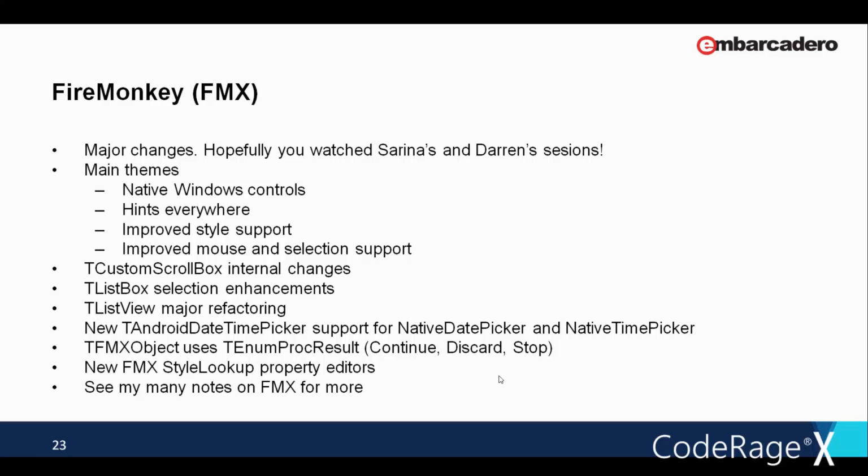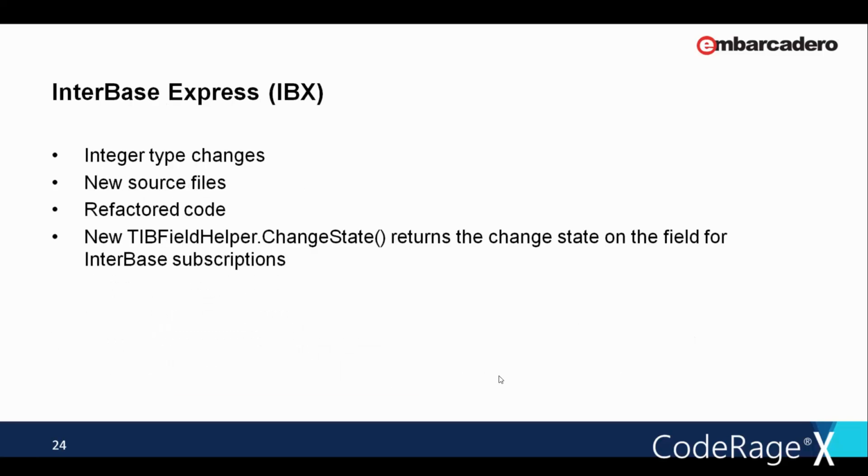That's in my notes. The Android date time picker has support for native date picker, native time picker. The FMX object has an enum proc result that it uses now in some of the routines. There's a FireMonkey style lookup property editor, new editors on that, and again I've got notes that you can look at for more information on that.